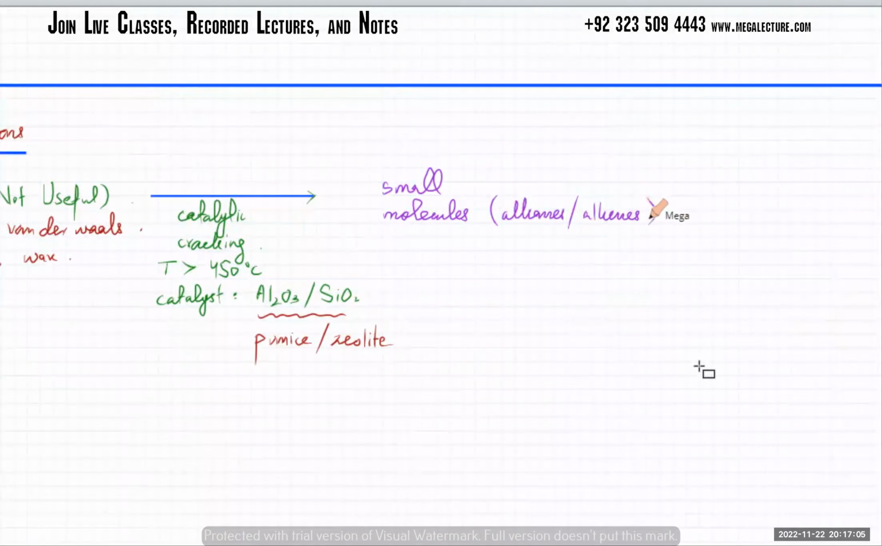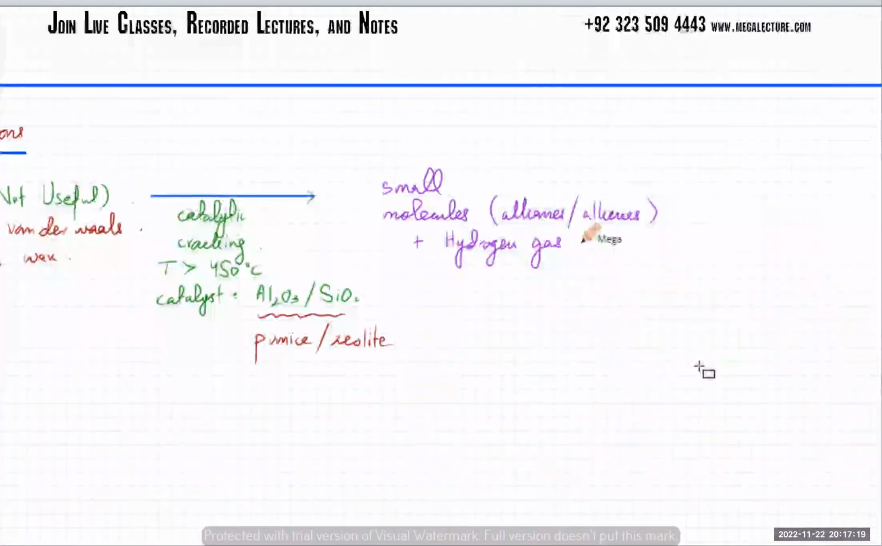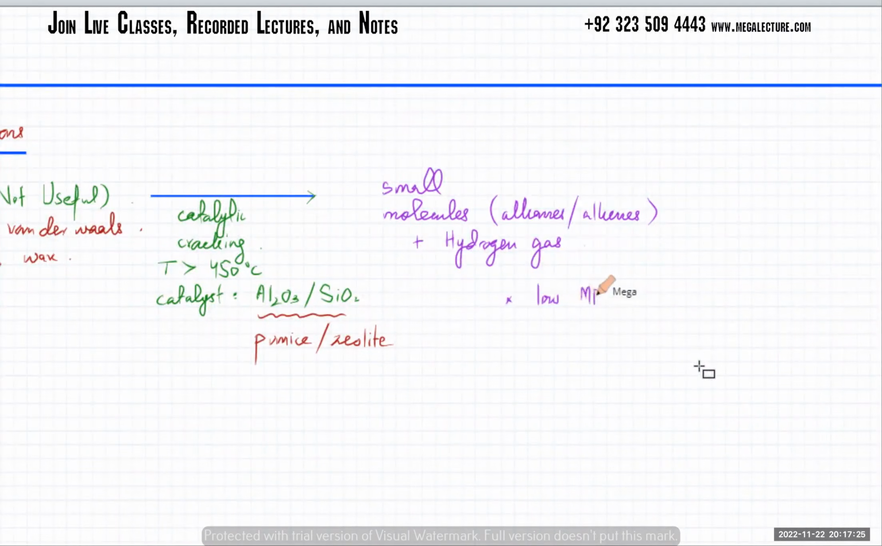Plus there's a byproduct: along with small molecules you also get hydrogen gas, okay? So you also get hydrogen gas out of it. These small molecules are obviously more useful. Why are they more useful? Because they tend to have low melting and boiling points, because obviously they are small molecules.